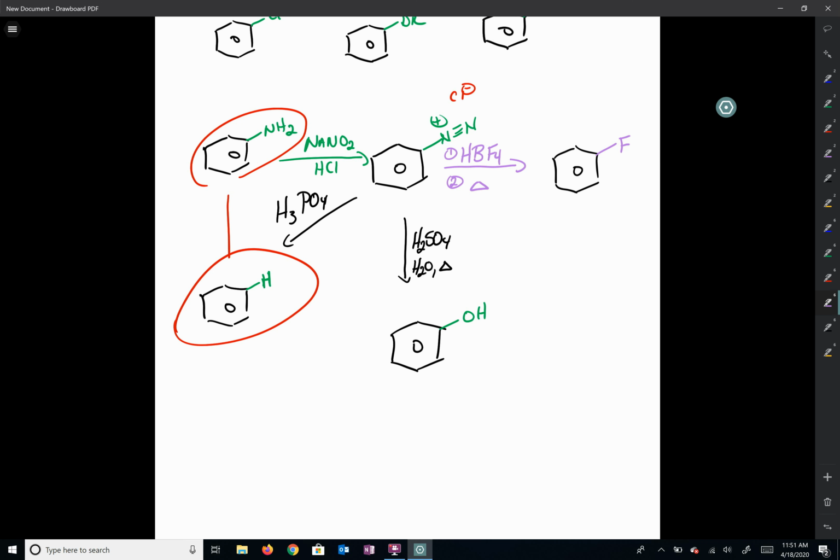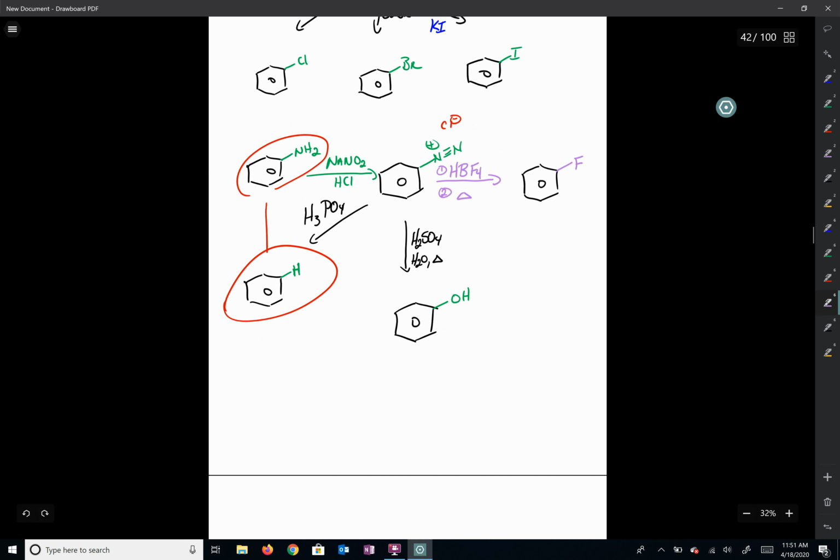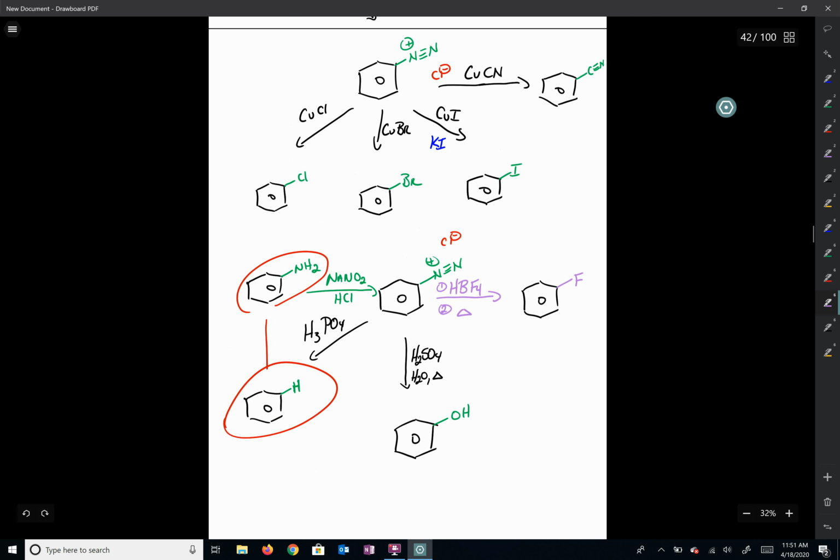I know I can't see you guys, and I can't really hear you, but I can tell that you guys are impressed. You said, wow, we can do whatever we want with these diazonium salts. Yeah, that's kind of the point. They're extremely versatile groups, but they've got limitations.